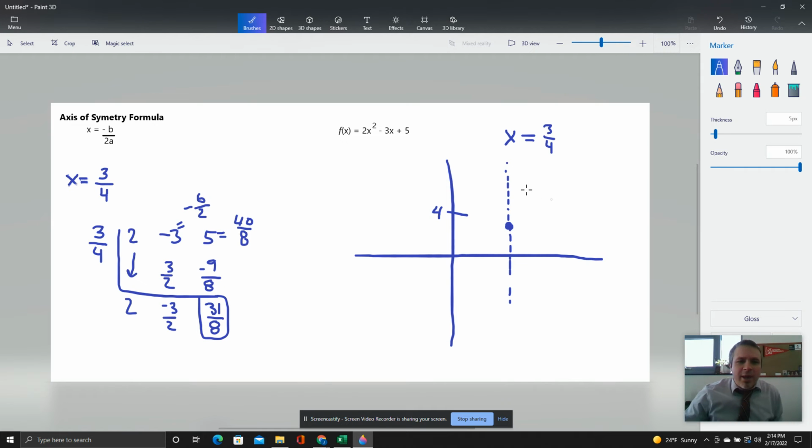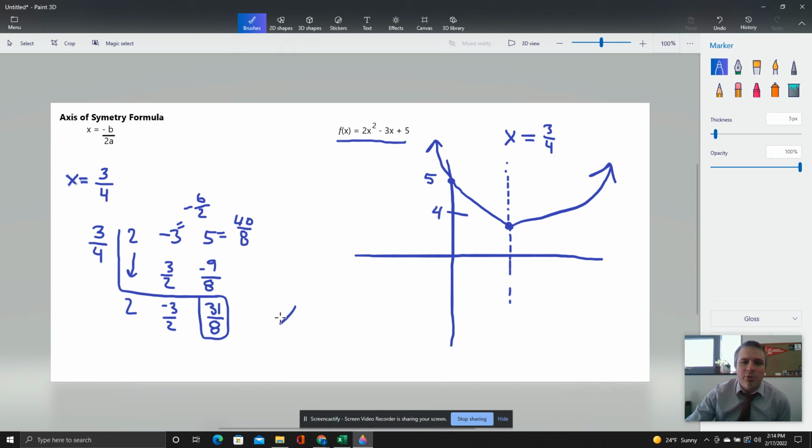Then I have some more information here. We know that in standard form, the constant, which is 5 here, is the y-intercept. So then we know that the intercept goes like this. And now we're just going to go write the domain and range.